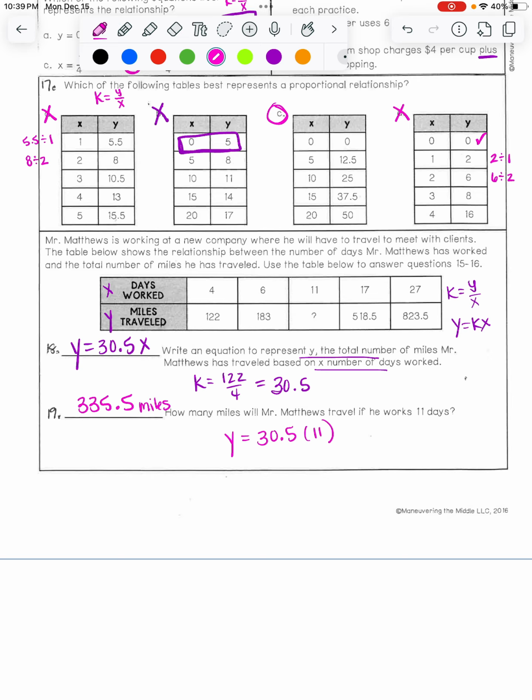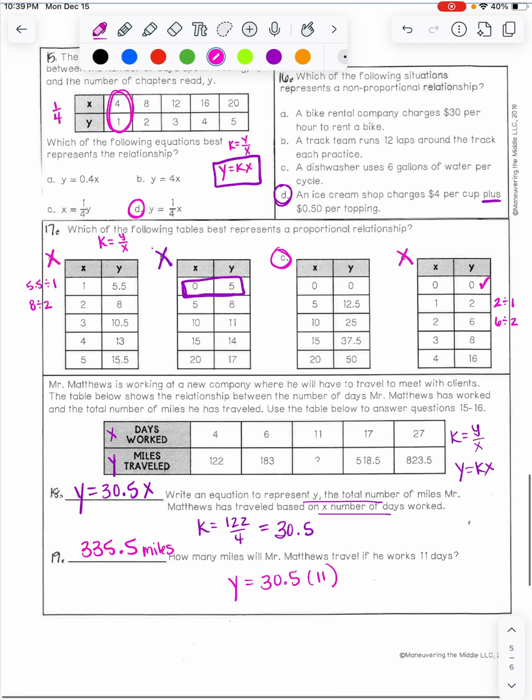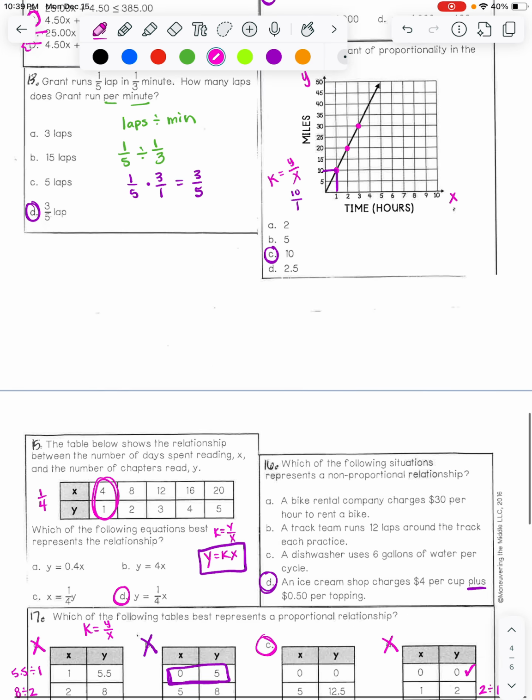All right, and that is the portion in which you are allowed to use a calculator on solving equations, inequalities, and proportions.